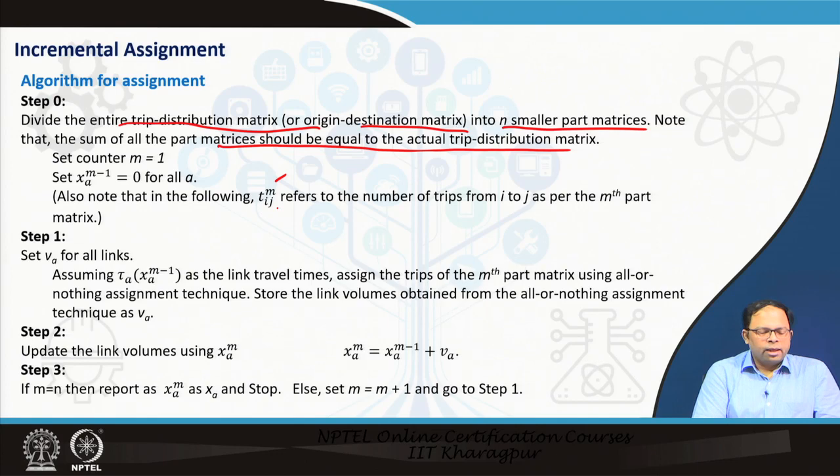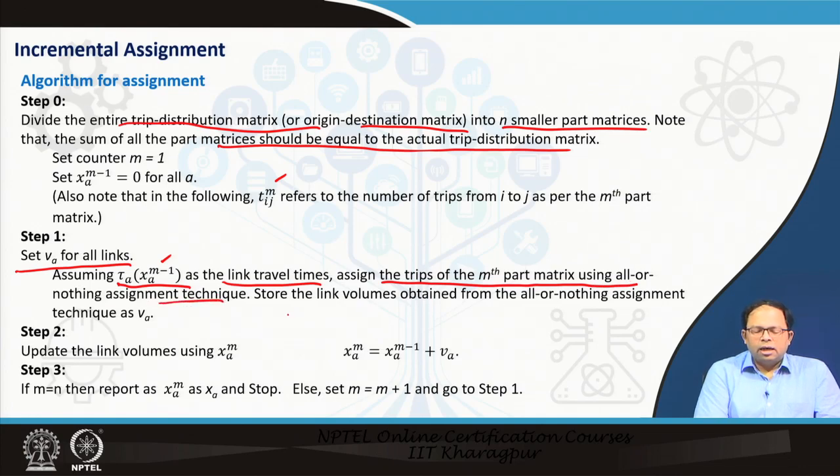So we first set the volume V_a for all links, assuming that tau_a for this particular iteration, we will set all the link travel times and assign the trips of the mth part matrix using the all or nothing assignment technique.